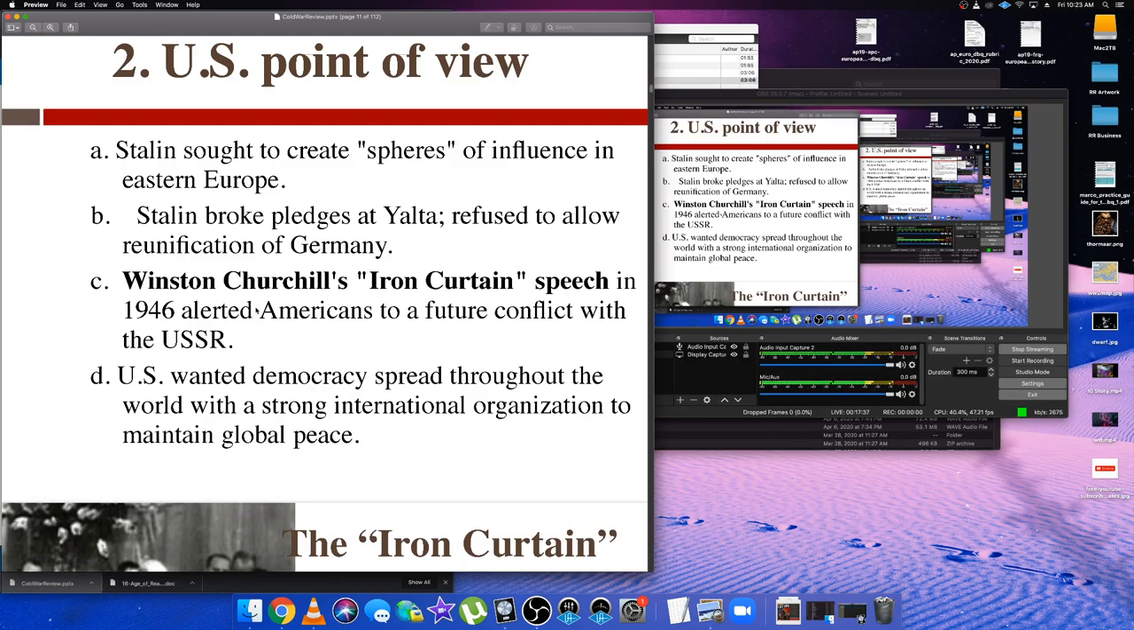So they said Stalin's trying to create spheres of influence in Eastern Europe. Stalin had already broken the pledges he had promised at Yalta previously, refusing to allow the reunification of Germany and insisting that Germany remain split up into minimally two territories, West and East Germany, which, by the way, when I was a kid, it was still West and East Germany. When I was born, there was still a West Germany and an East Germany going all the way back to the end of World War II. They didn't reunify Germany into a single German state until 1989 when I was in kindergarten.